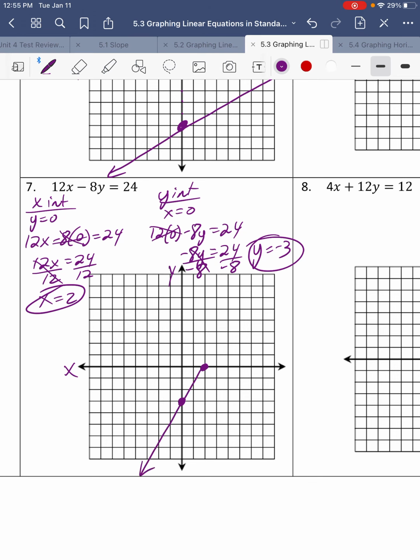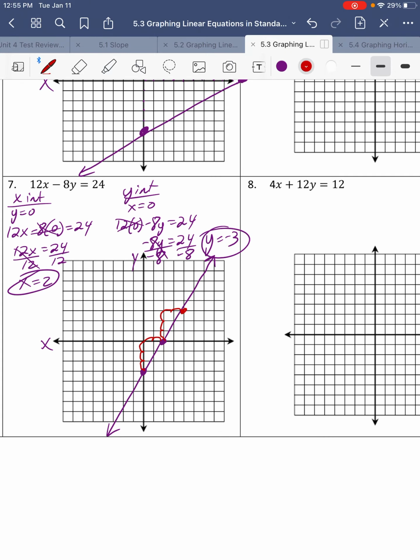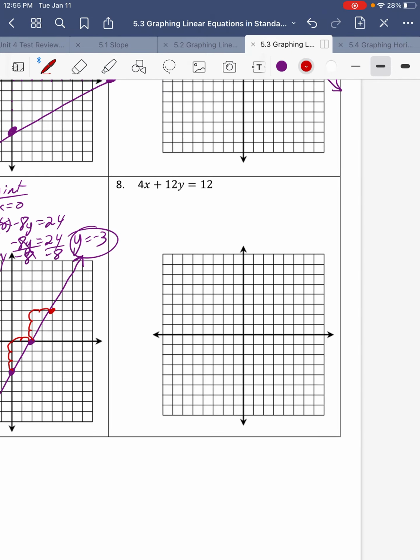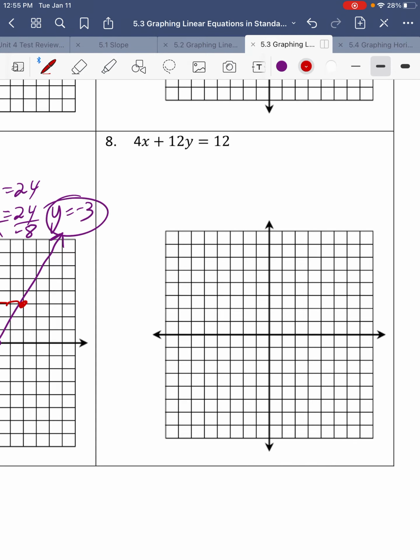I actually saw a student, and it was awesome. They counted from one coordinate to the next, so they 1, 2, 3 up, and 2 to the right. So you can continue with that 1, 2, 3, and 2 to the right. So it actually should be right there. You can continue with that pattern. Anytime you have 2 coordinates, you can always find the slope. So that was cool when I saw a student do that.